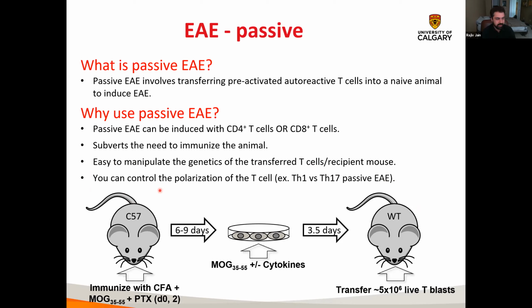And also you can control the polarization of the T cell you put into this mouse. The reason this is important is because if you were to add cytokines to polarize towards a Th1 cell, this induces a disease that's more polarized towards the spinal cord. Whereas if you add cytokines to skew towards Th17 cells, this generally leads to more brain inflammation. So if you want to study brain inflammation versus spinal cord inflammation, this could be an important variable that you can manipulate.